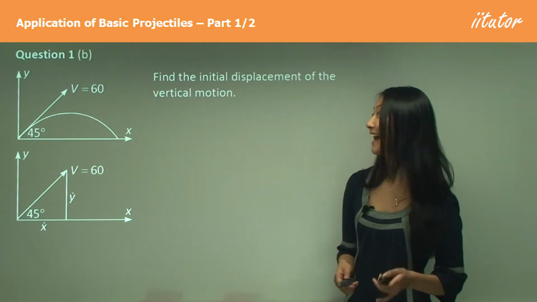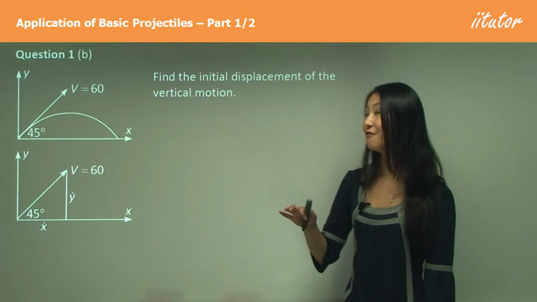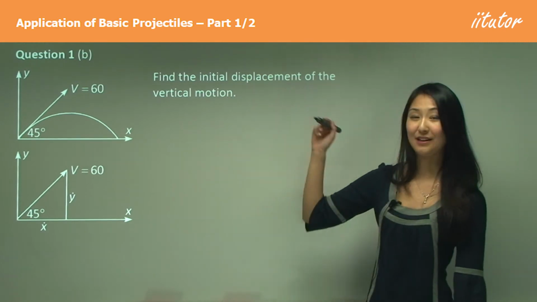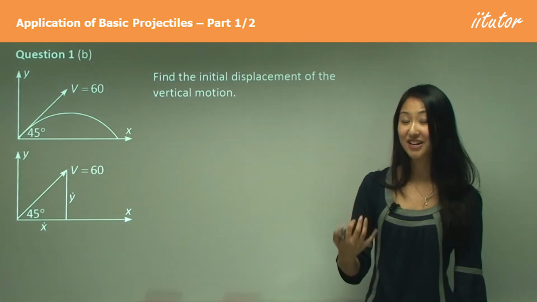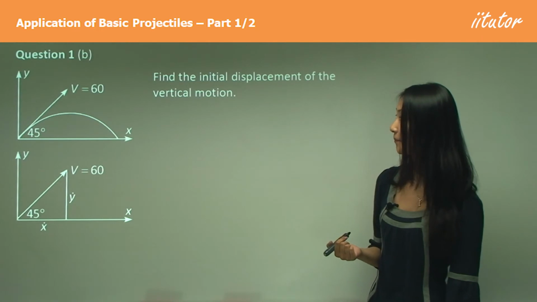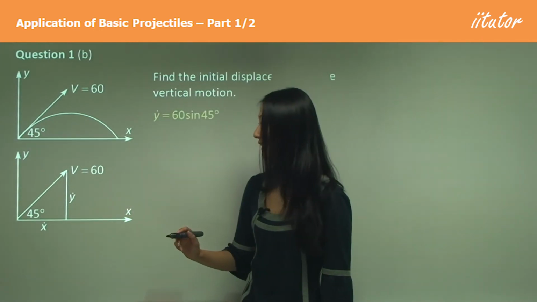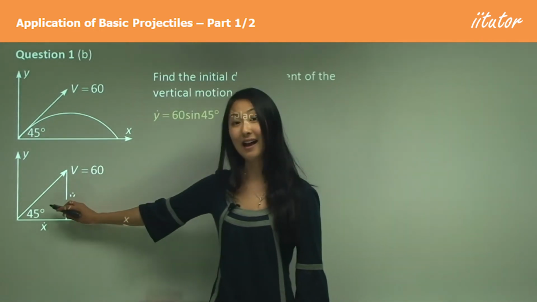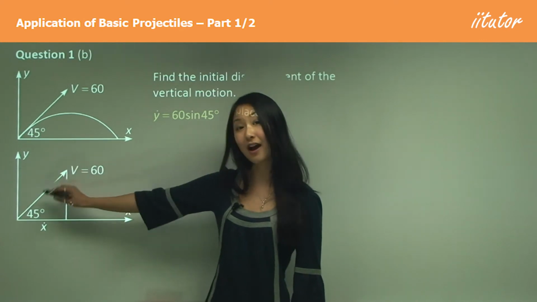Let's move on to B now. So here, we just want to find the initial displacement of the vertical motion, okay? Not the equation, but just the initial displacement. Looking at the right angle triangle again. So remember how this was sine theta, where we had opposite on hypotenuse?